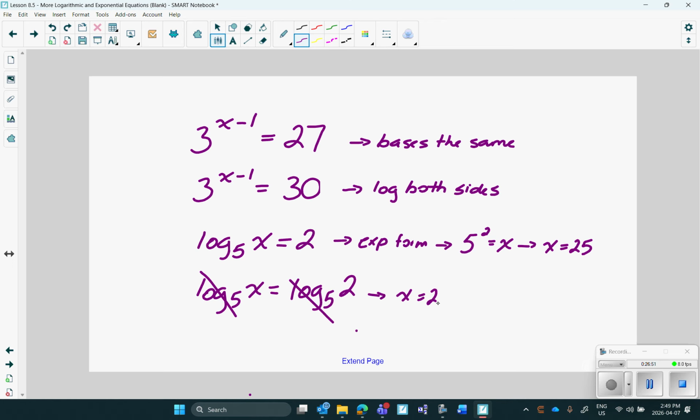But remember, with the log ones, state restrictions. Make sure you state restrictions. You don't have to state any restrictions when it's exponents. Okay.